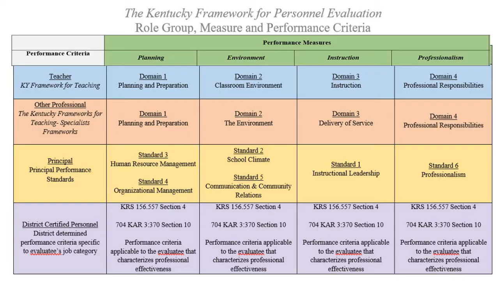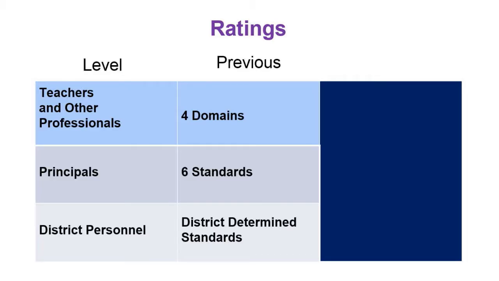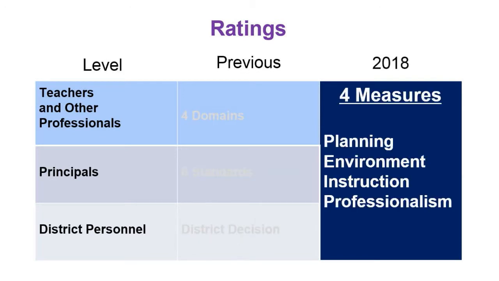So next we want to take a look at how things were done, and this is where some of the common pitfalls start occurring. You'll note that in the past we actually took ratings and applied those to each one of the 4 domains for teachers and other professionals, and then we assigned a rating to each of the 6 standards for principals, and then the district had their determined standards and they were rated based on the district determined method. But now in 2018, all roles are rated on the same 4 measures.